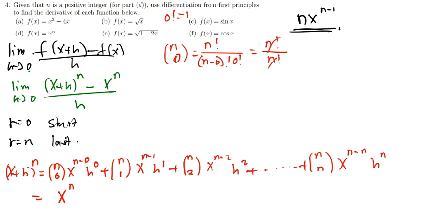h to the power 0 is 1. Any number to the power 0 is 1. I'll leave it there. Plus, I'll go to the next one.